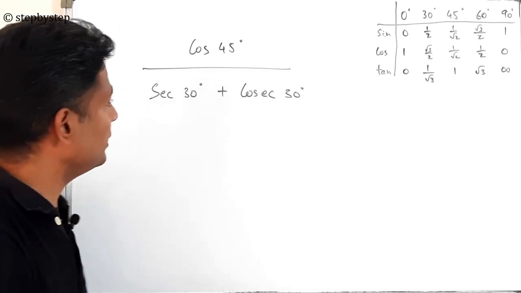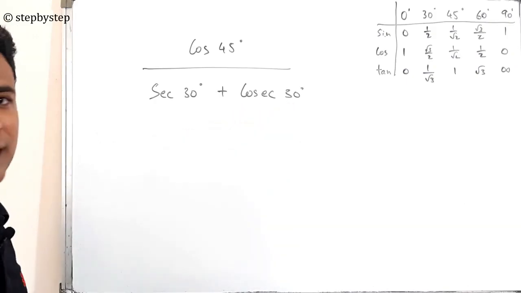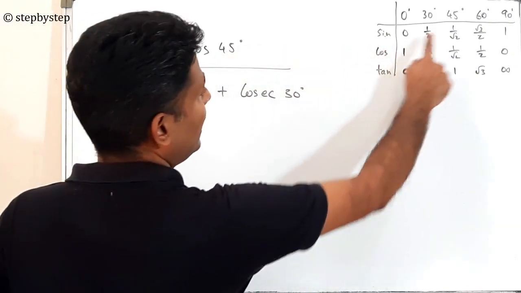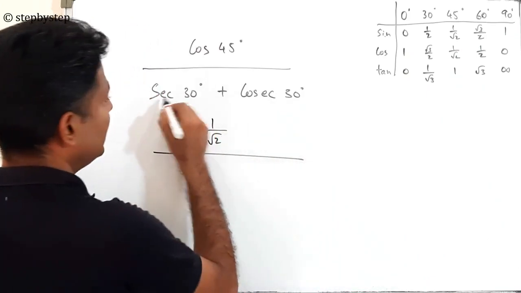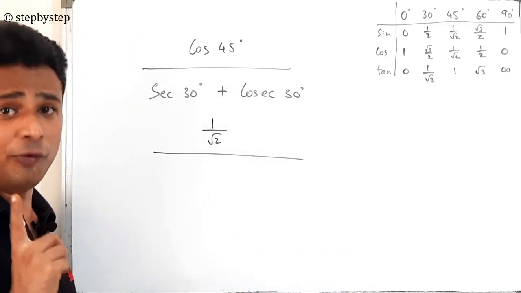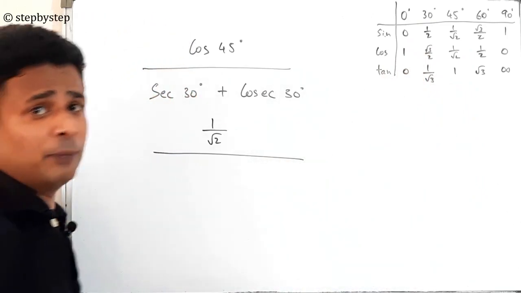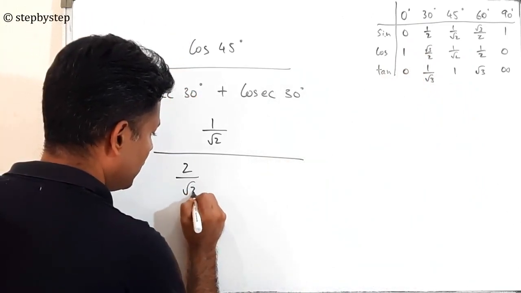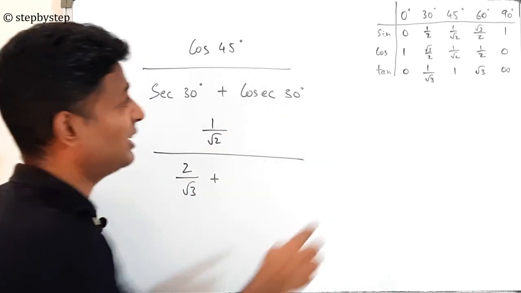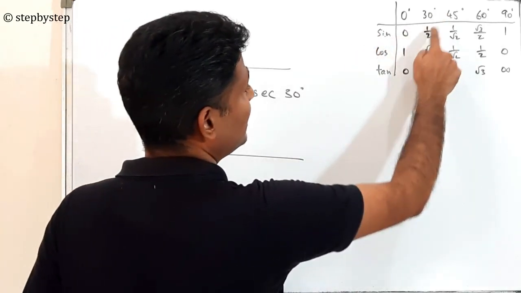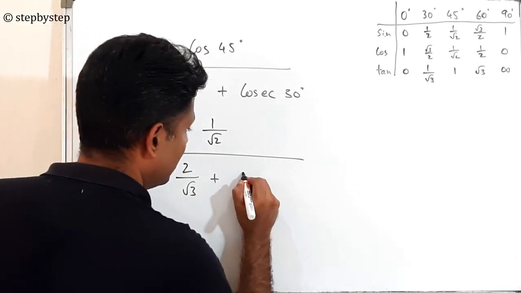The third sub question, they asked us to evaluate cos 45 by secant 30 plus cosecant 30. Now what is cos 45? It is 1 by root 2. So 1 by root 2 by secant 30. Now secant is reciprocal of cos. Cos 30 is root 3 by 2. So secant 30 will become 2 by root 3, plus cosecant 30. Cosecant is reciprocal of sine. So sin 30 is 1 by 2. So cosecant 30 will become 2 by 1, that is 2.